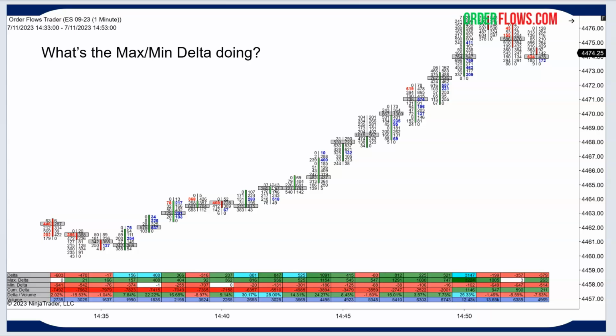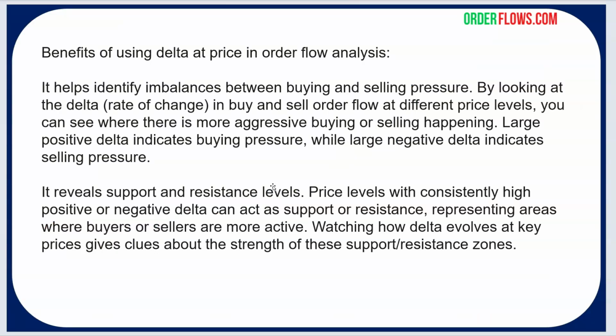And that's useful information. Now, delta at price. The benefit of using delta at price in order flow analysis is it helps identify imbalances between buying and selling pressure. By looking at the delta, which is the rate of change in buy or sell order flow at different price levels, you can see where there is more aggressive buying or selling happening. A large positive delta indicates buying pressure, while a large negative delta indicates selling pressure, right? We know that, okay? But when you look at it on a price level, it gives you another insight into the market.